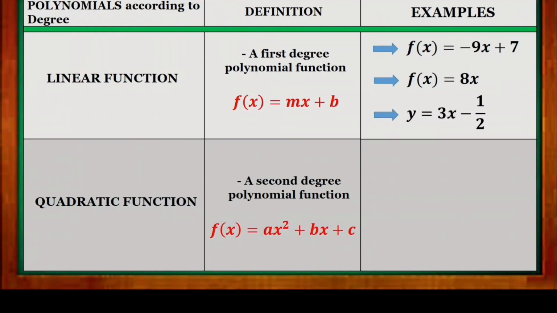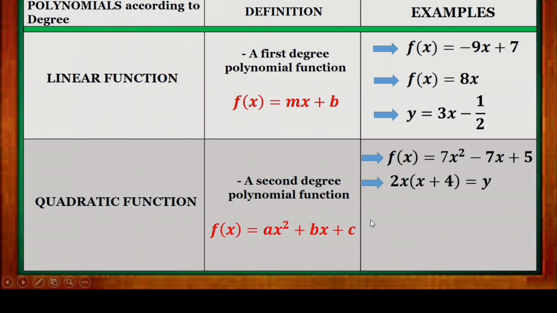Number 1, f of x equals 7x squared minus 7x plus 5. So in this example, we have the exponents 2, 1, and 0. And its highest exponent is 2. That is why this function is a quadratic one. Another one, we have 2x times x plus 4 equals y.